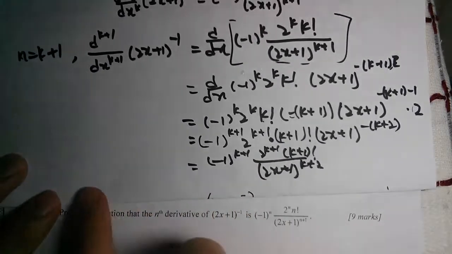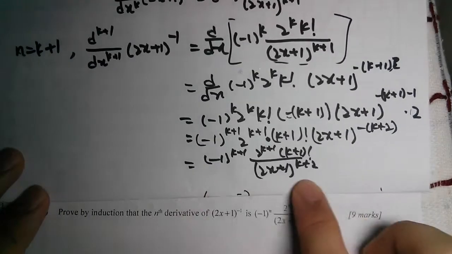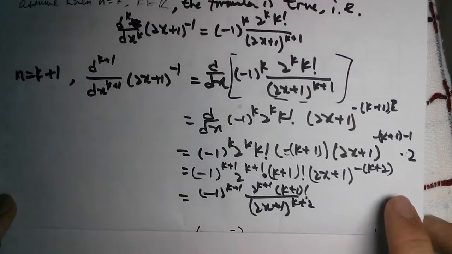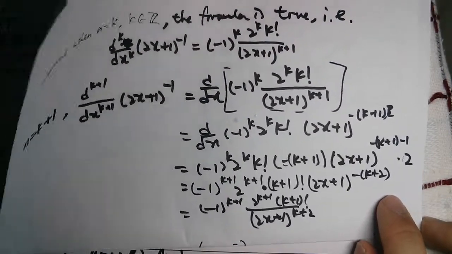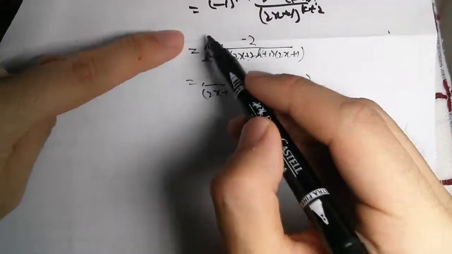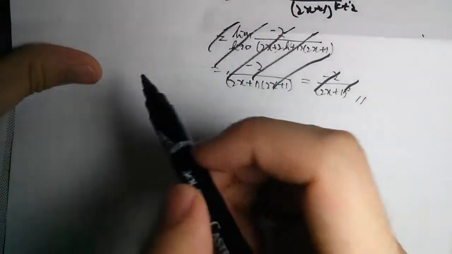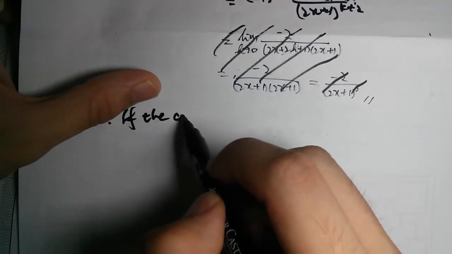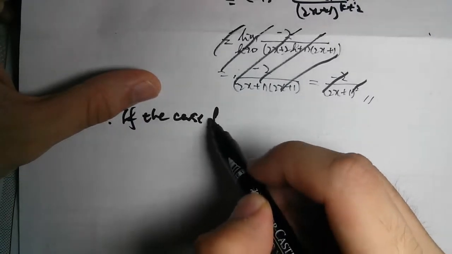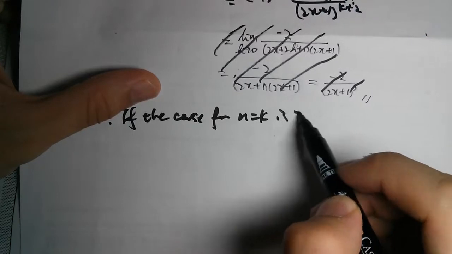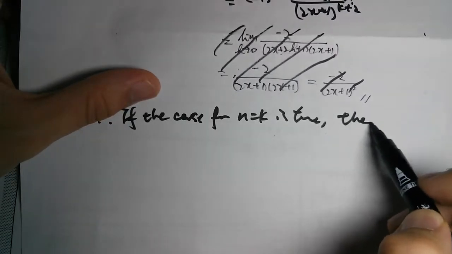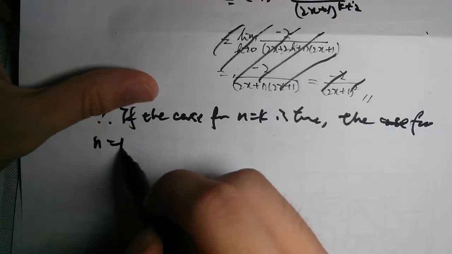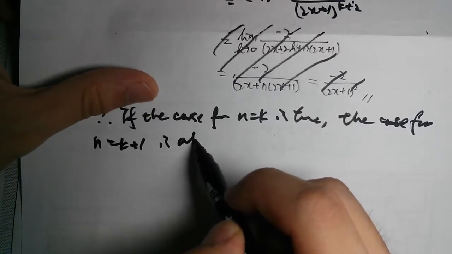Is it done? No, not really. We still have a conclusion to write. Okay, this is what you're going to say. Therefore, if the case for n equal to k is true, the case for n equal to k plus 1 is also true.